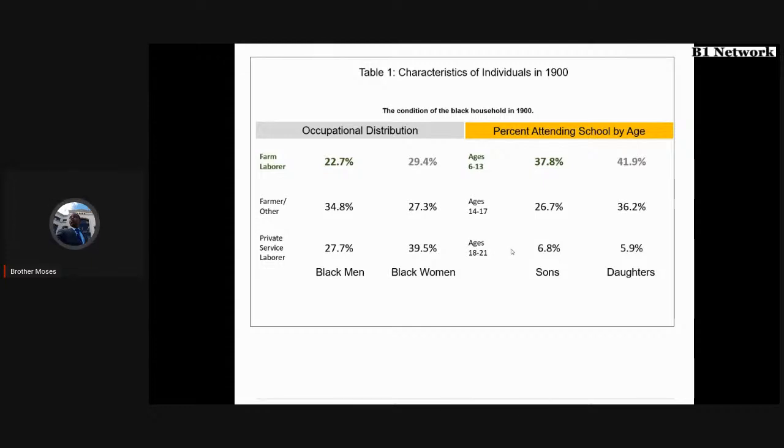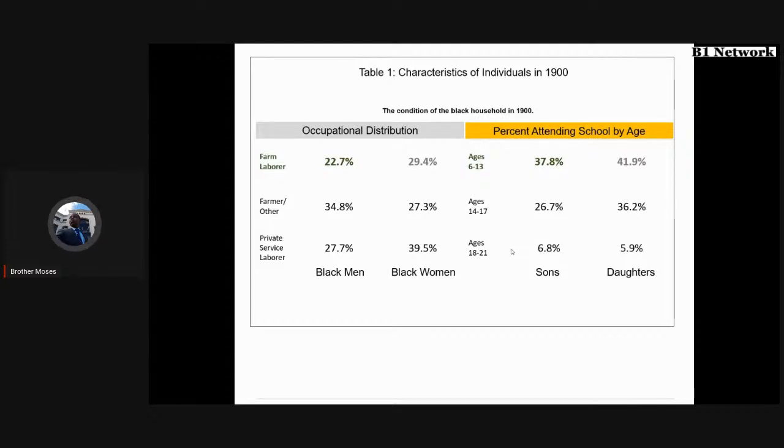The percent attending school. See, this was the major challenge. The table that you see on the right, ages 6 to 13, only 37.8% for the sons and 41.9% of the daughters. Remember, we're talking about those who were born free or those who were born enslaved in slavery. And what do you do with these Negroes?